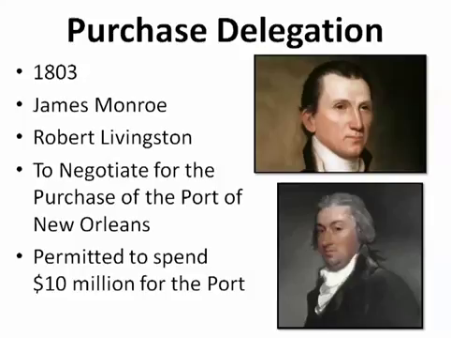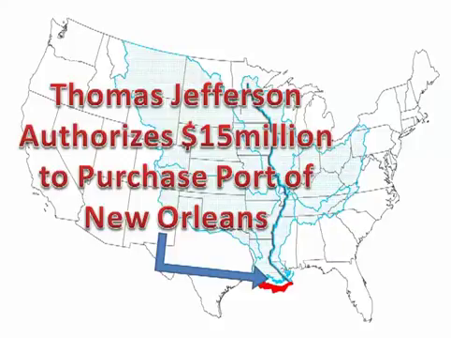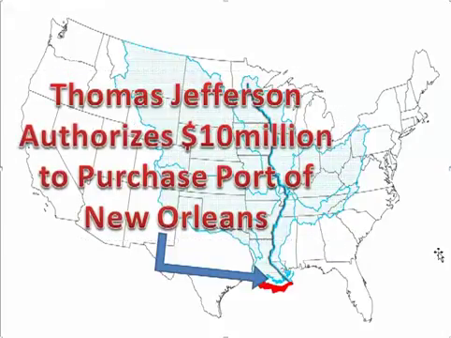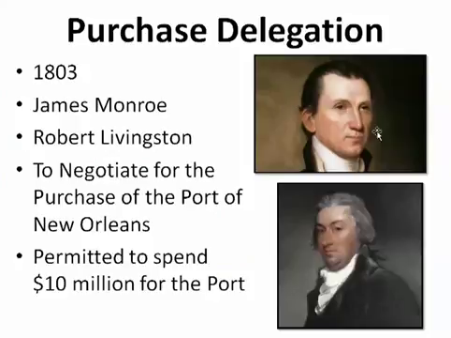Thomas Jefferson, in hopes that he could get this port of New Orleans here, he authorizes actually $10 million to purchase this port of New Orleans. He's going to send a delegation to offer to France to purchase just the port of New Orleans down here for $10 million. And he's going to send two people. James Monroe here eventually will be the President of the United States, but he sends him to purchase the port of New Orleans so the United States could get access to the Mississippi River. And he's going to send Robert Livingston to France.